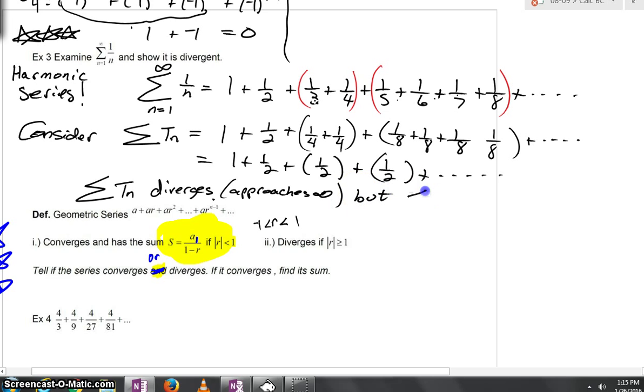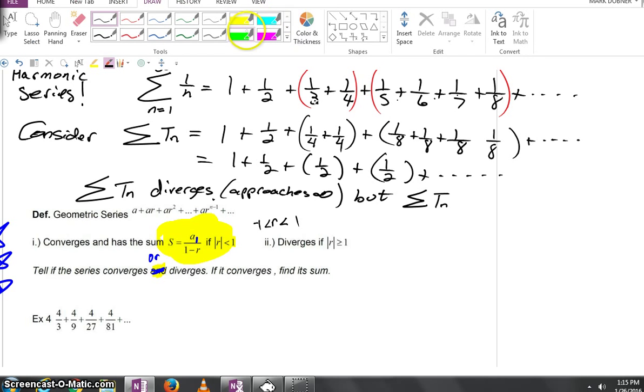But this thing right here, if you really think about it, right now, this T sub n is actually, what do you think? Is it going to be bigger or smaller than the harmonic series? Well, here's my point. Let's start doing some comparisons.